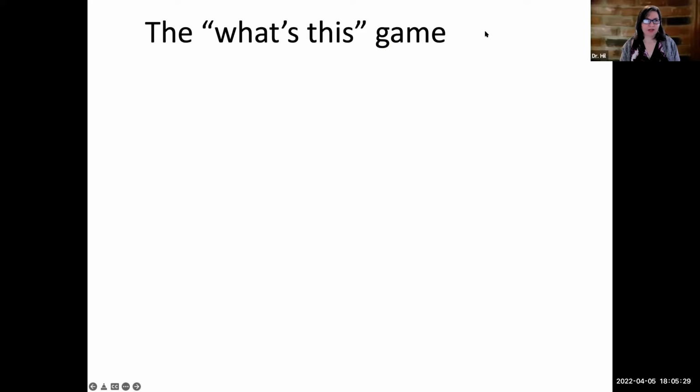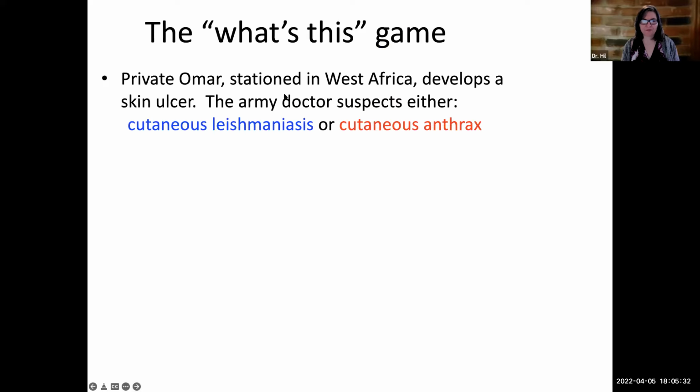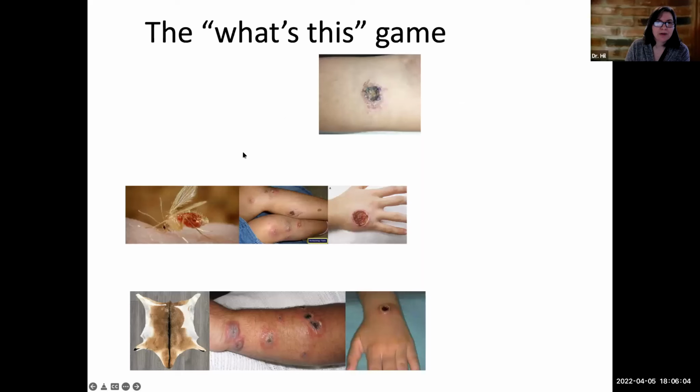Okay, welcome back, everyone. So I'm going to tell you a little story about a soldier stationed in Africa who got a skin ulcer. Based on what was possible in the area, the two possible diagnoses that the army doctor came up with were either cutaneous leishmaniasis or cutaneous anthrax. Cutaneous, if you didn't know, is a word that means on the skin. So I'm going to tell you some info about these two diseases.